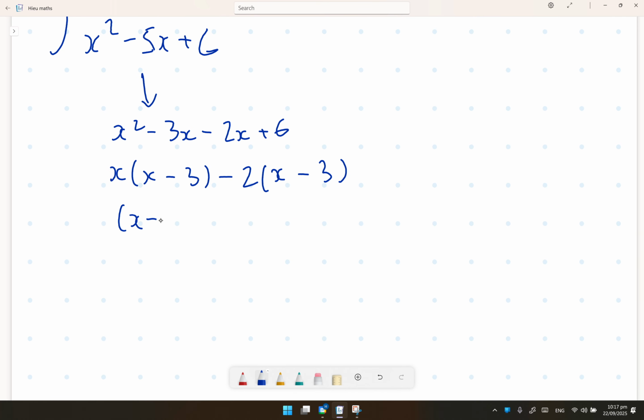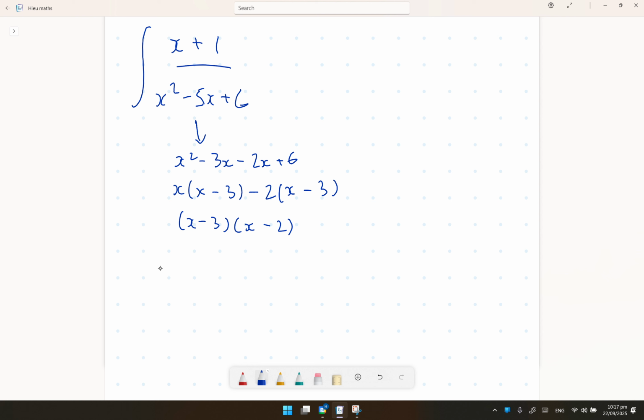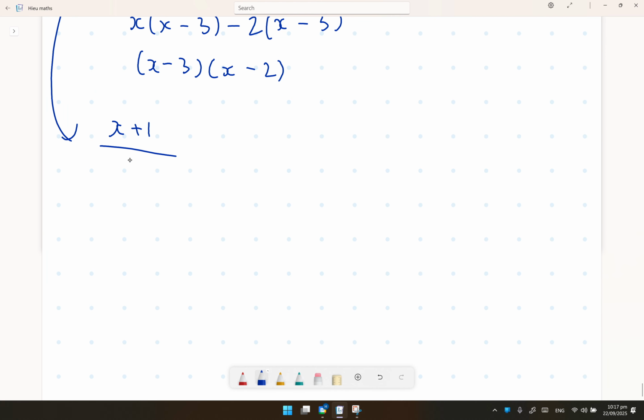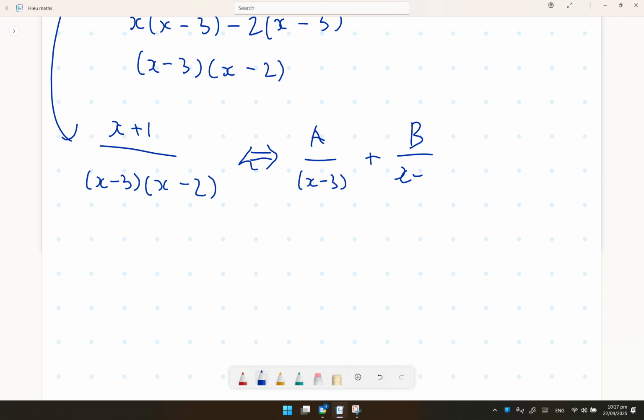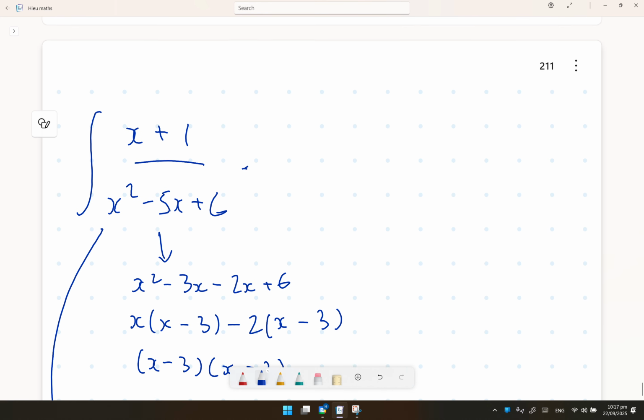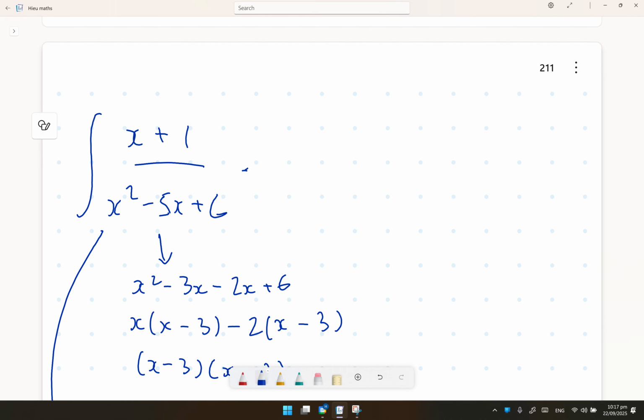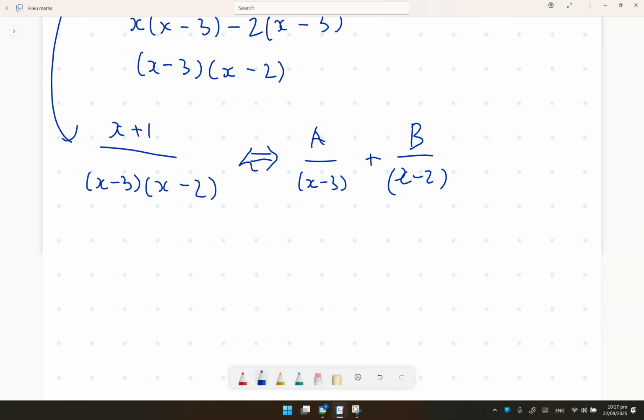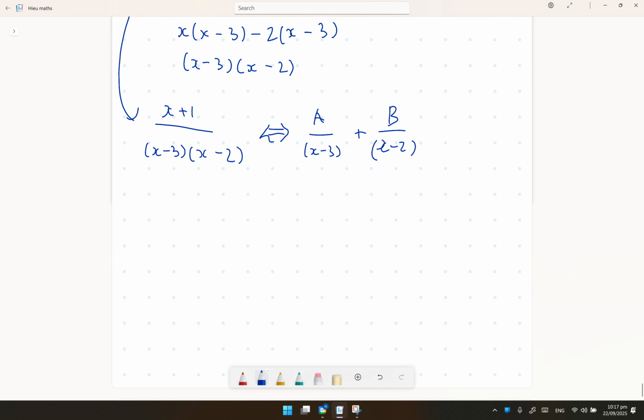And this means that we can decompose it into x minus 3 times x minus 2. So we can rewrite x plus 1 over x minus 3 and x minus 2. What we want to convert this into is something like a over x minus 3 plus b over x minus 2. You want to turn the fraction, the polynomial over polynomial, into a sum of constants over a function. So that's what we're going to be doing.